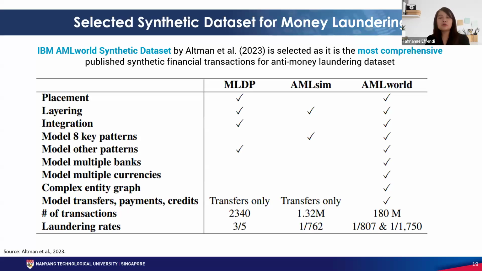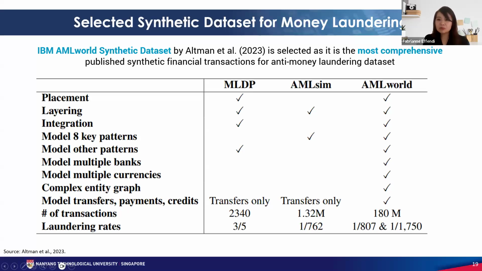So now we'll be moving on to the implementation of this FHE for graph-based machine learning. To train machine learning models, we need data. But real-world financial data are usually inaccessible due to privacy. Hence, we turn to synthetic datasets for this project. Out of these synthetic datasets, there are three main ones in the research space currently: MLDP, AML-SIM, and AML-World.